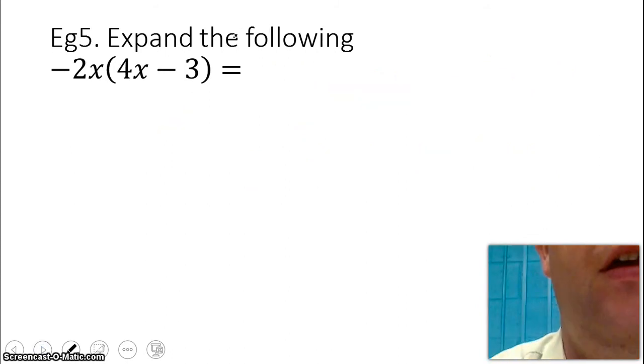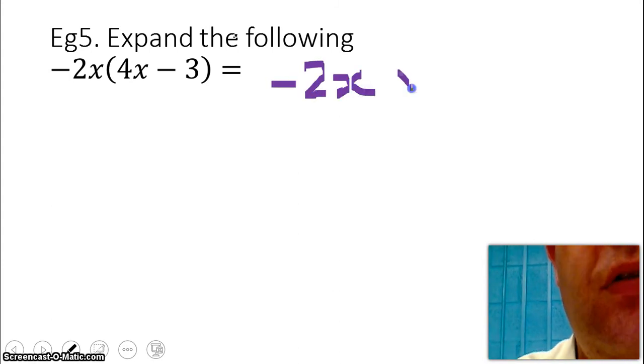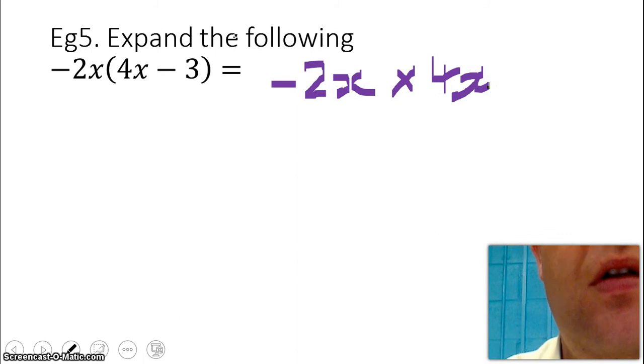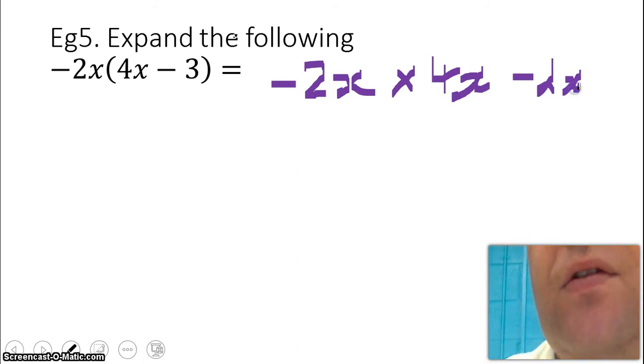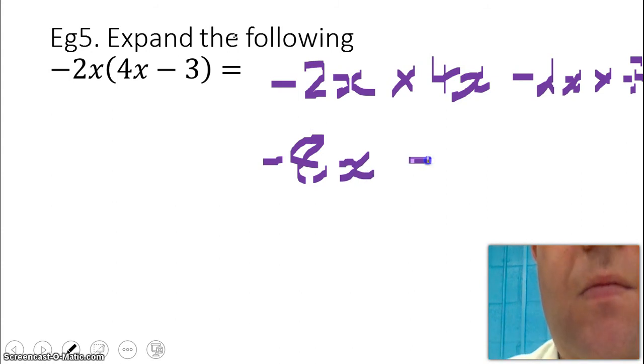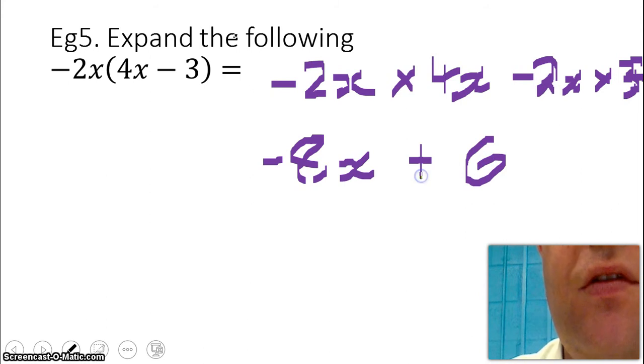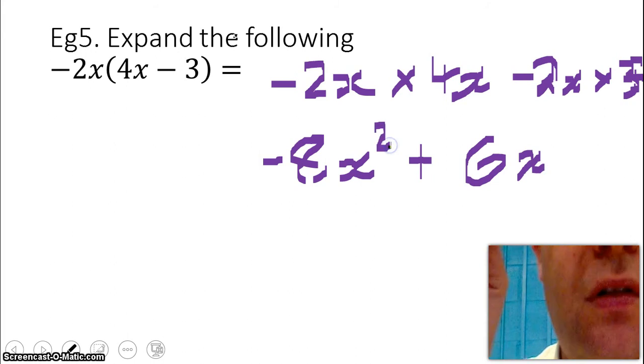This one we've got x on the outside, x on the inside. Still the same process, minus 2x times 4x, minus 2x times minus 3. So we end up with 2 times 4 is 8, so we're going to have minus 8x. Minus 2 times minus 3, 2 times 3 is 6. We've got 2 negatives, so two negatives make it a positive, positive 6x. Now we had x times x, so that makes it x squared.